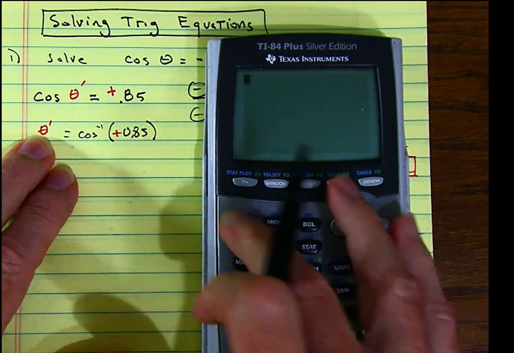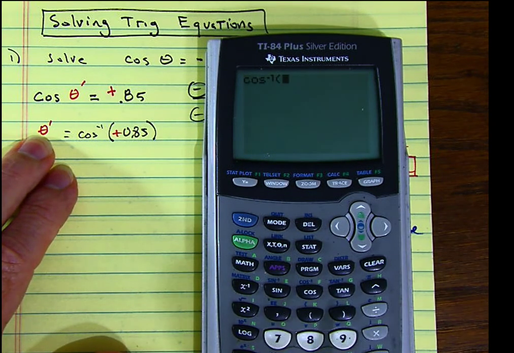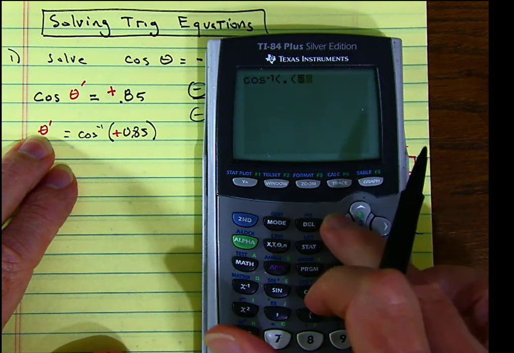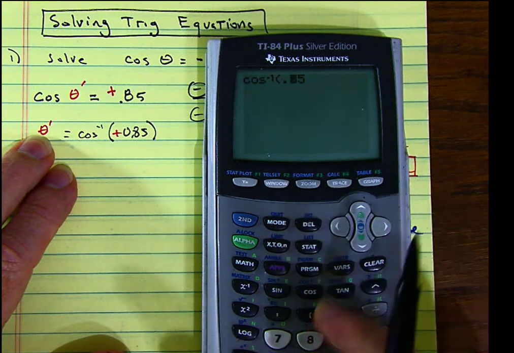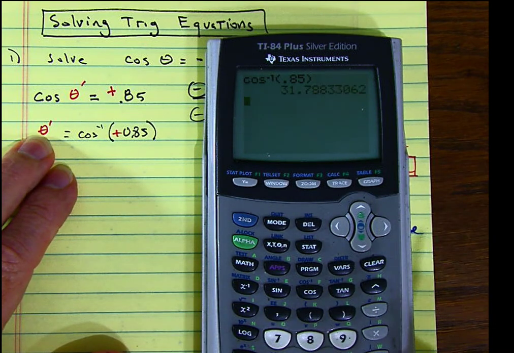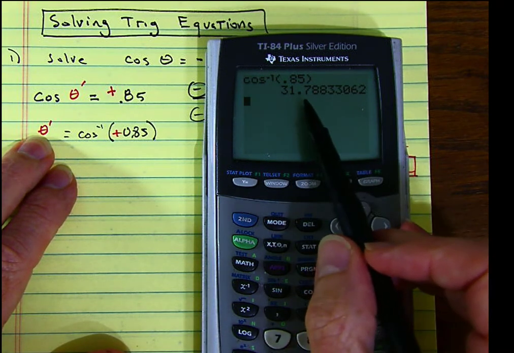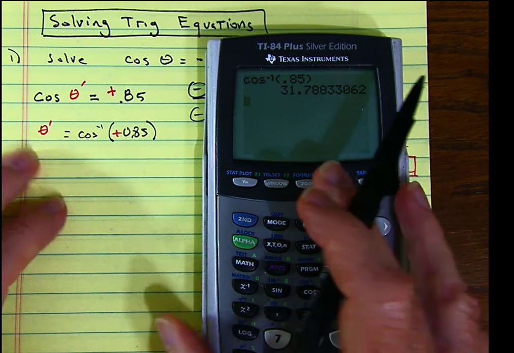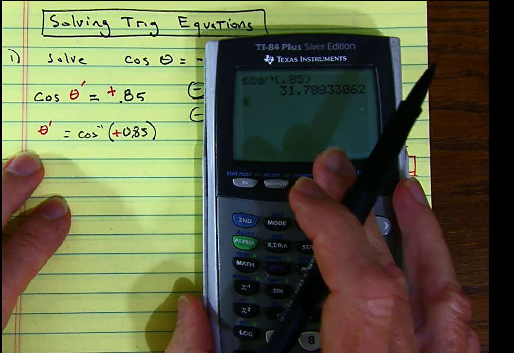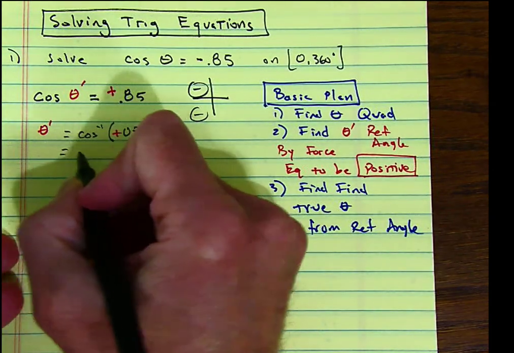So if we pop that in here real quick, cosine inverse of 0.85, keep missing that. And we get 31.8 degrees. Let's just round it off to tenths. So the reference angle is 31.8.